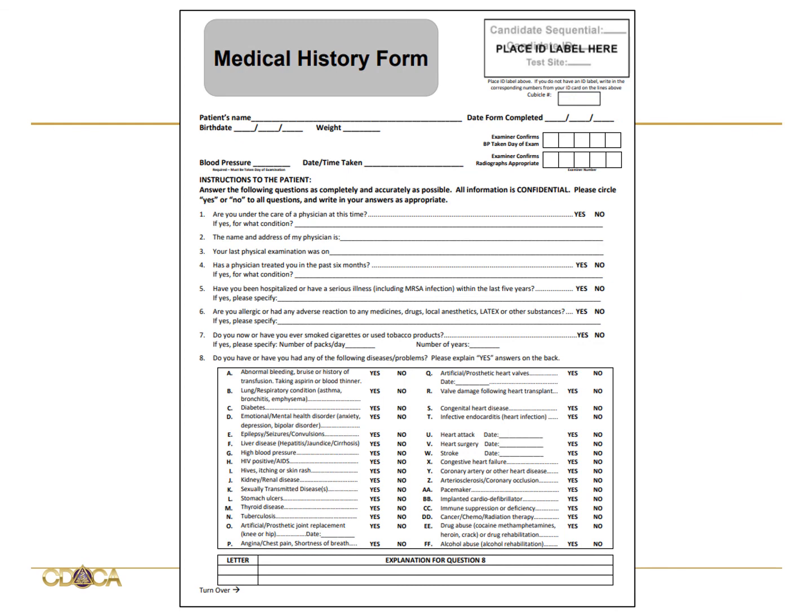You can download the medical history form from the website and complete the form prior to the examination day. It must be reviewed with the patient and signed on the day of the examination. The blood pressure must be taken and recorded on the day of the exam. Any responses that are marked with a yes must be explained at the bottom of the form.